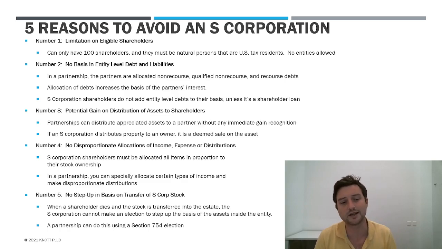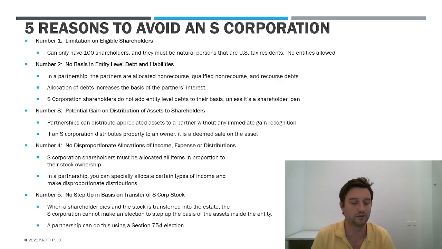And then lastly, number 5, no step up in basis on the transfer of the stock. When a shareholder passes away and the stock is transferred from their personal name into their estate and then ultimately the beneficiaries, the stock itself, the outside basis, gets a step up in basis because it's being included in their estate. That's fine. But the problem is when you have a step up in basis on the outside but no step up inside, it creates a situation where the company could effectively sell the assets inside the company and you're recording kind of phantom gain, because you've already recognized this increase on the outside.